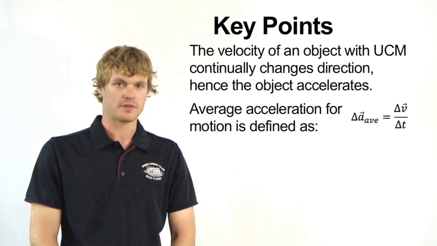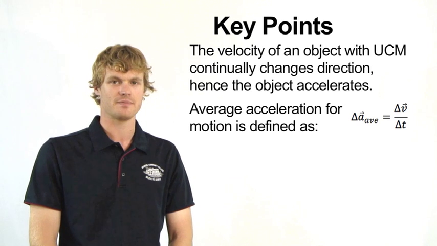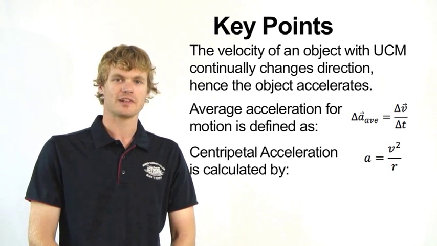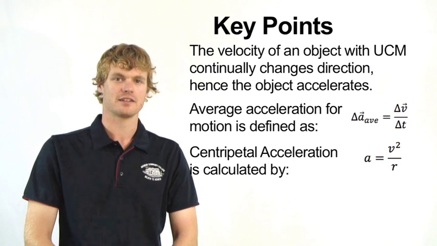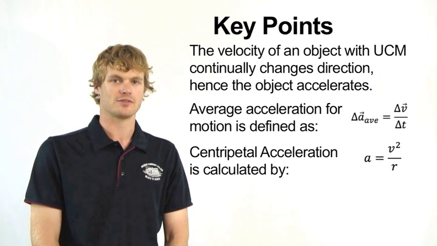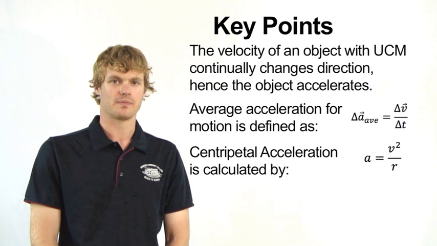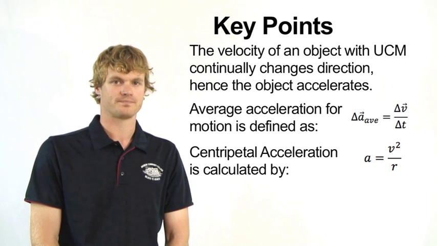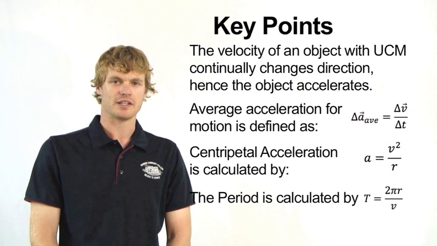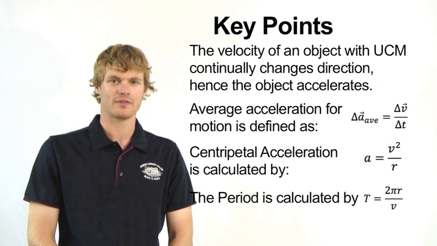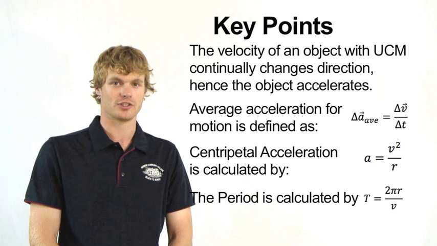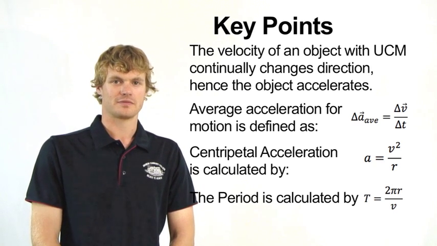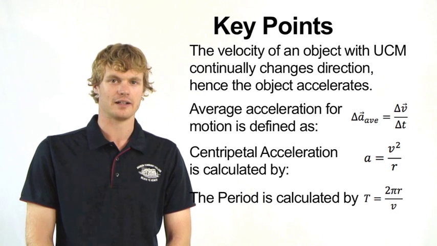Acceleration in general terms is defined as a change of velocity over a time interval. Centripetal acceleration can be calculated using the formula a equals v squared on r, where v is our speed and r is the radius of the circle. The period, or the time taken for one revolution of the body in motion around the circle, is defined by this formula: T equals 2 pi r over v.